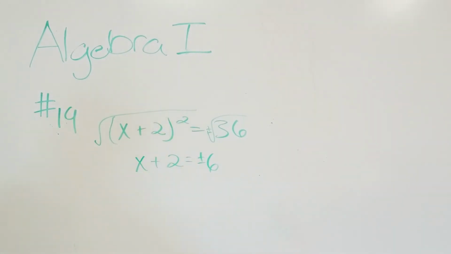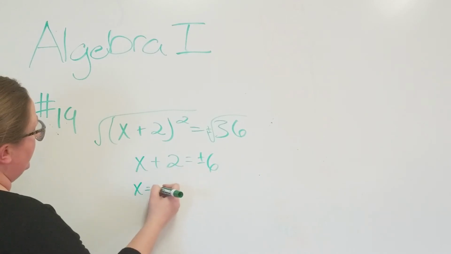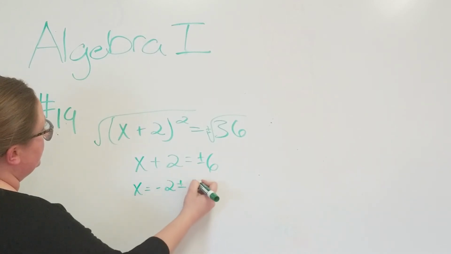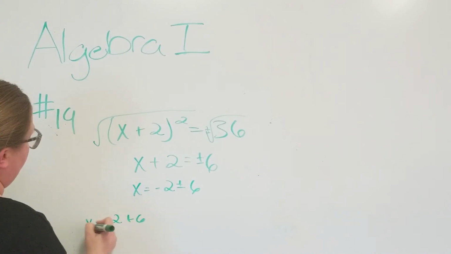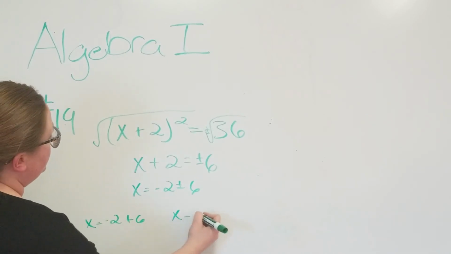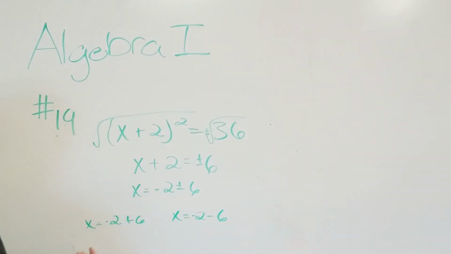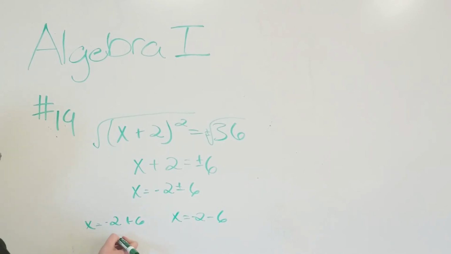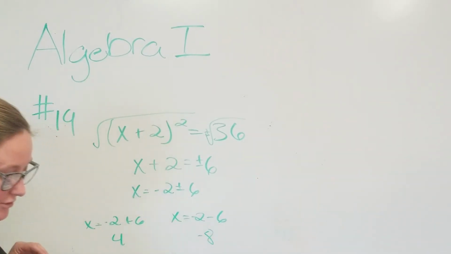So your two answers here are going to be x equals, we'll move the 2 to the other side, negative 2 plus or minus 6. So you're going to have negative 2 plus 6: x will equal that, or x will equal negative 2 minus 6. Negative 2 plus 6 would be 4, or negative 2 minus 6 would be negative 8. So your two answers are going to be 4 and negative 8.